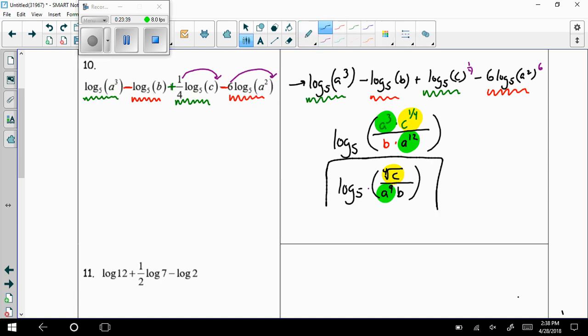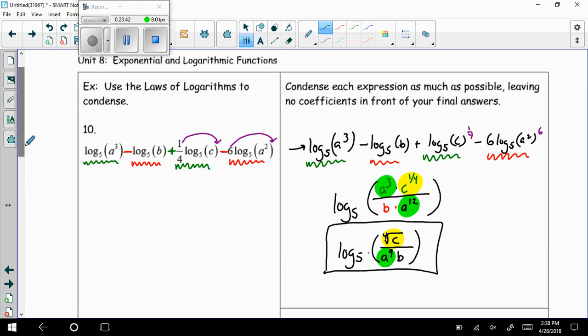It's written as a single logarithm. We have no coefficients in front of my final answer. In other words, there's no number in front of my logarithm there, and so we know that we're done.